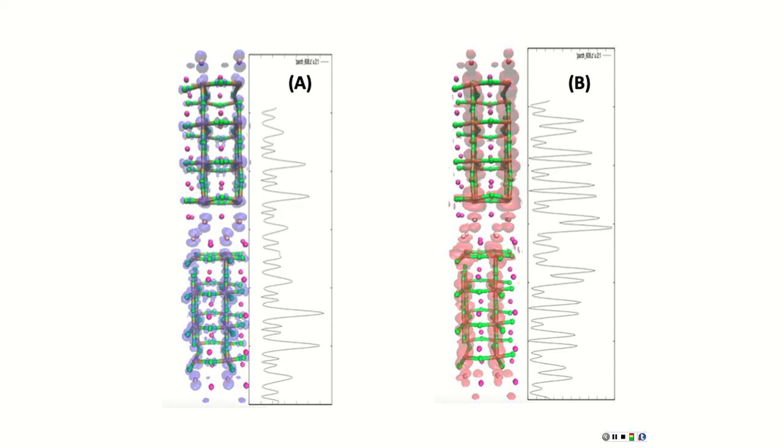And here is the same model for my Ruddlesden-Popper perovskite. I said that backwards. The LUMO has the localization on the halides, where on the HOMO it's localized on the halides and the cesiums. Not the cesiums, the leads.